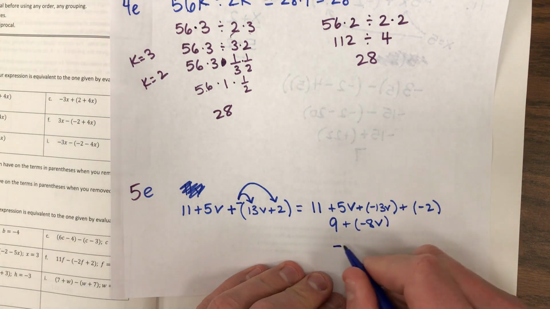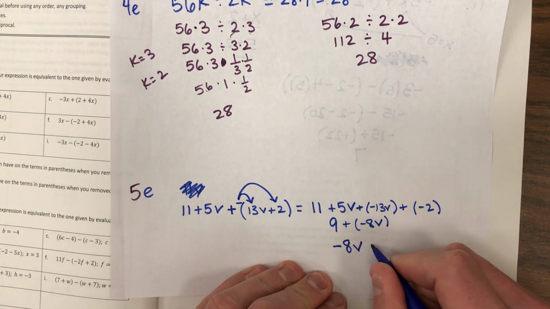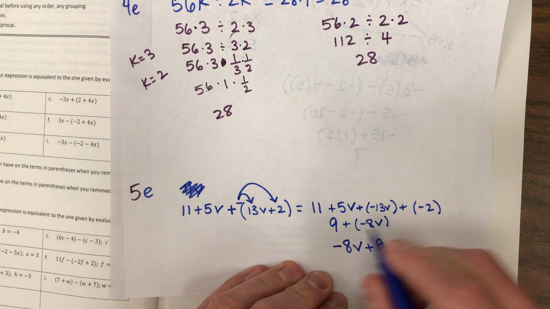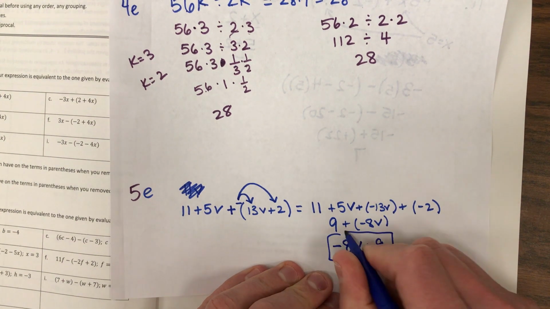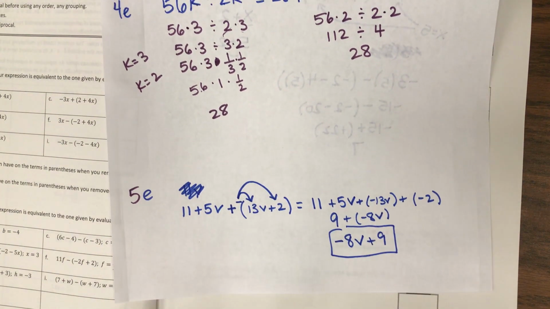So let me put the variable term first, -8v, and then my plus 9. That's the way it's really supposed to be written. So there's my expression in standard form.